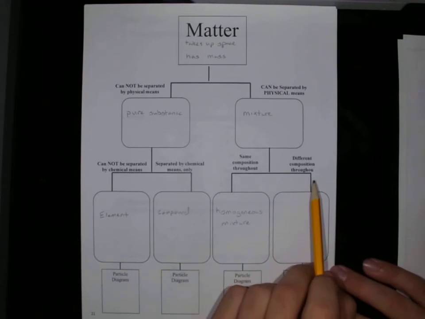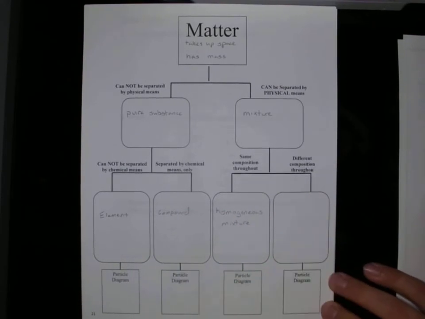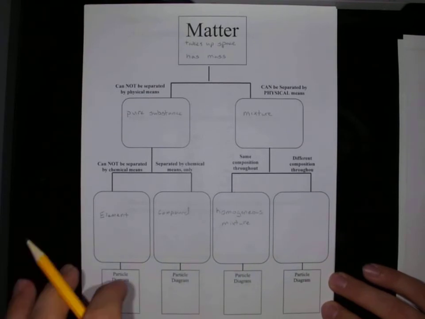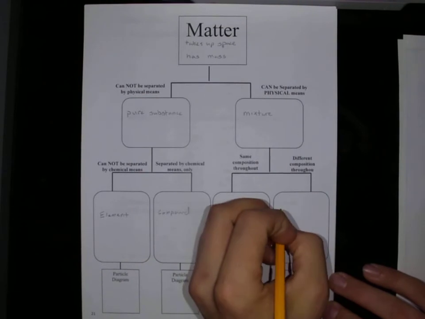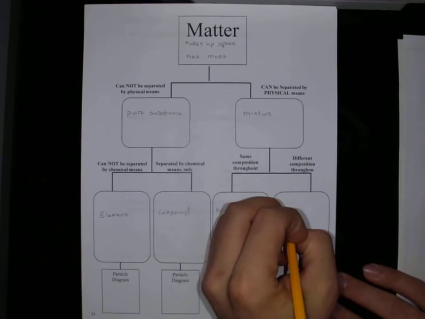And if it's different throughout, right? If it's maybe thicker on one side versus the other, if it's got some of one thing on one side, something else on the top, this would be a heterogeneous mixture.